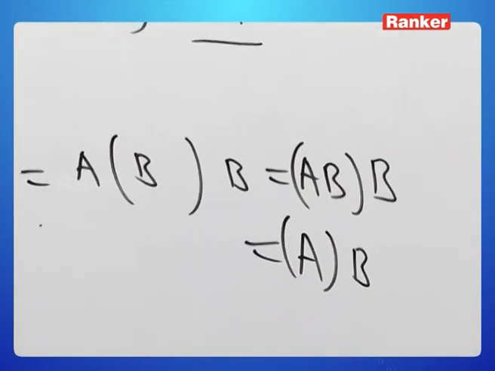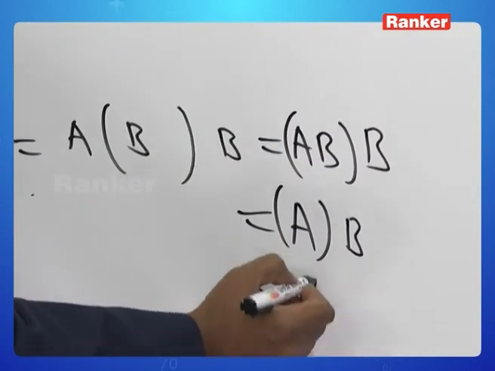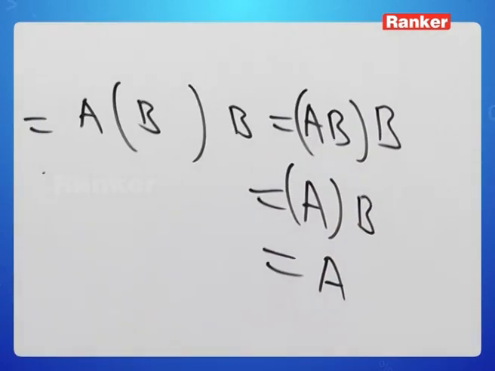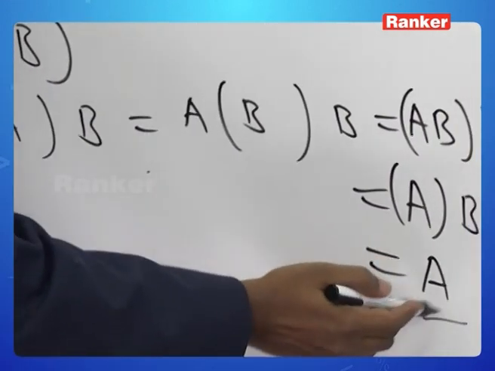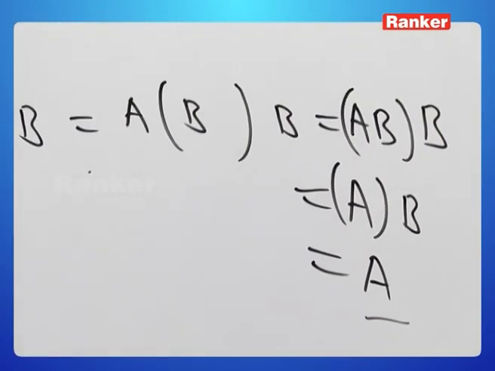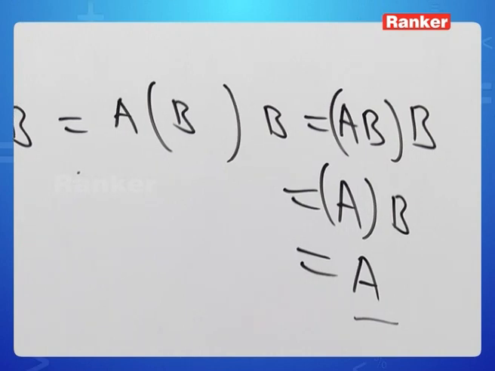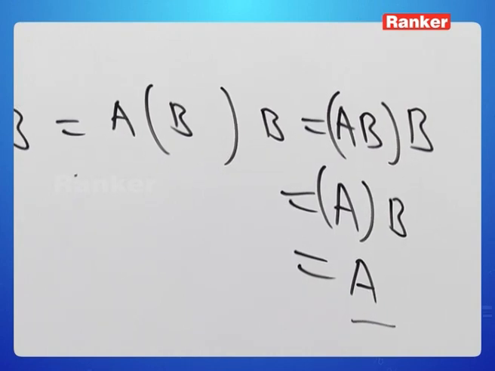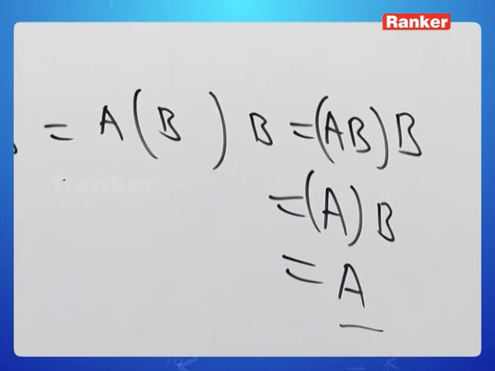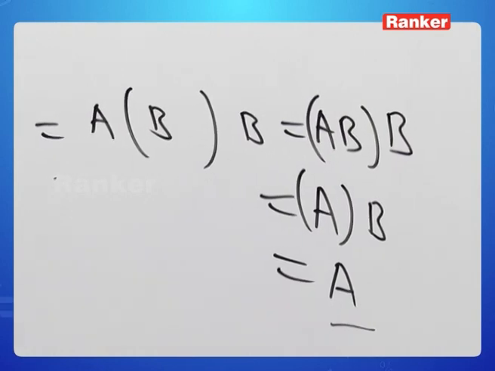But what is AB? A. Where did we start with? We started with A square and we ended up with A. So A square is equal to A there. In fact, by symmetry, you can also conclude that B square is equal to B. That is of course not asked, but anyway, we can conclude.